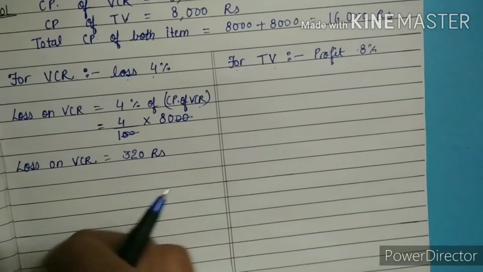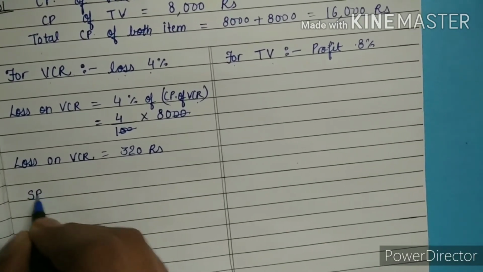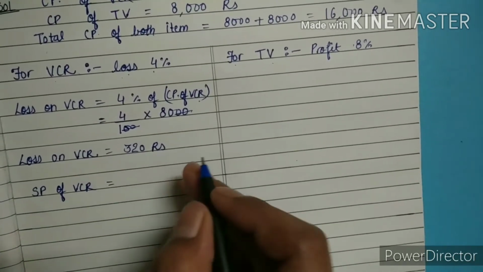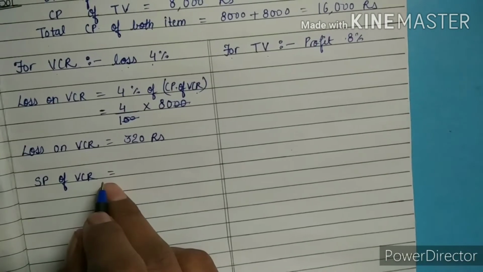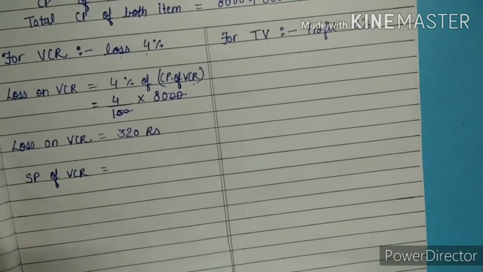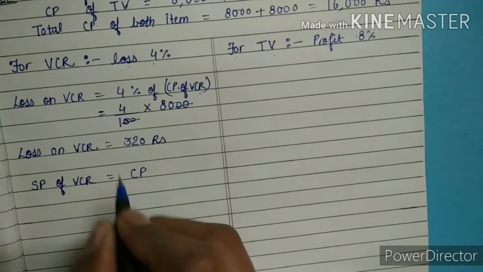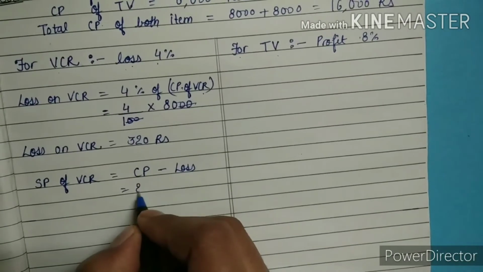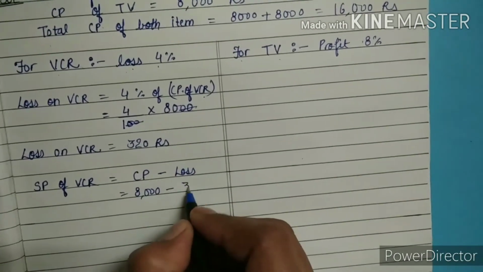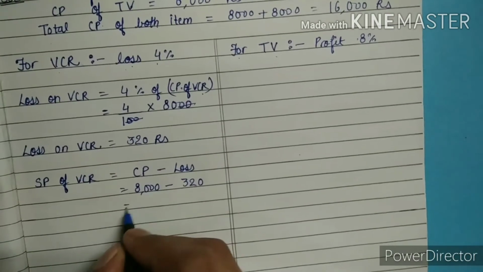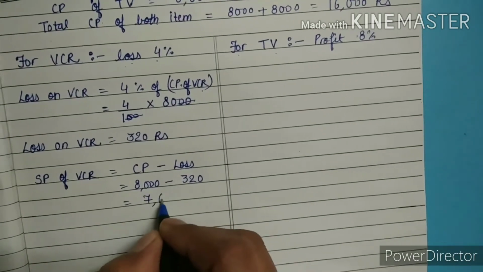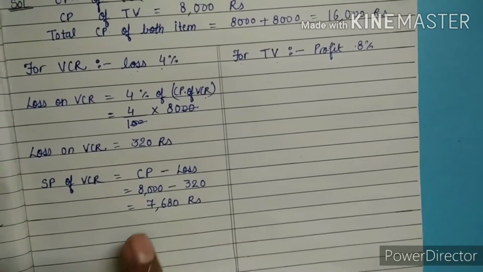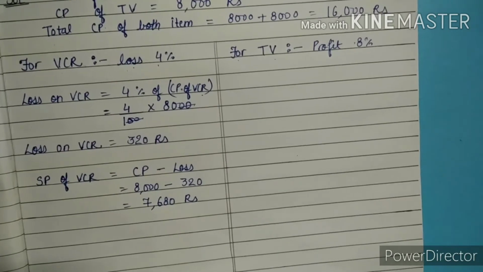Now when we get the loss on VCR, from it we can get selling price of VCR, and profit will add into the cost price, but loss will subtract from cost price. That's why here cost price will subtract loss. Cost price is 8000 rupees, loss is 320 rupees. After subtracting them, we will get 7680 rupees. So selling price of VCR we get as 7680 rupees.